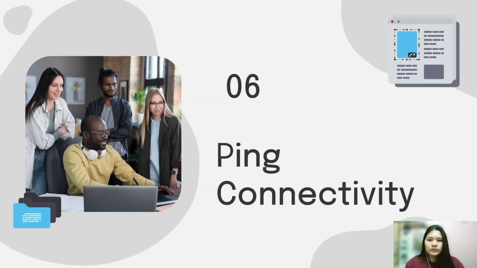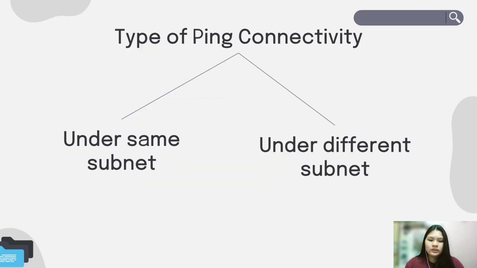And lastly, I will show the network design, device, and IP configuration using the Packet Tracer application. We will go through two types of ping connectivity, which are the communication of devices under the same subnet and the communication of devices under different subnets. Now we will go to the Packet Tracer application.